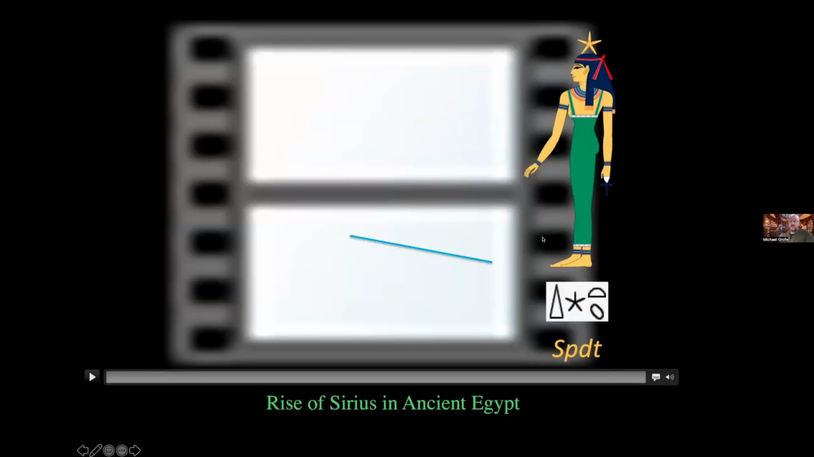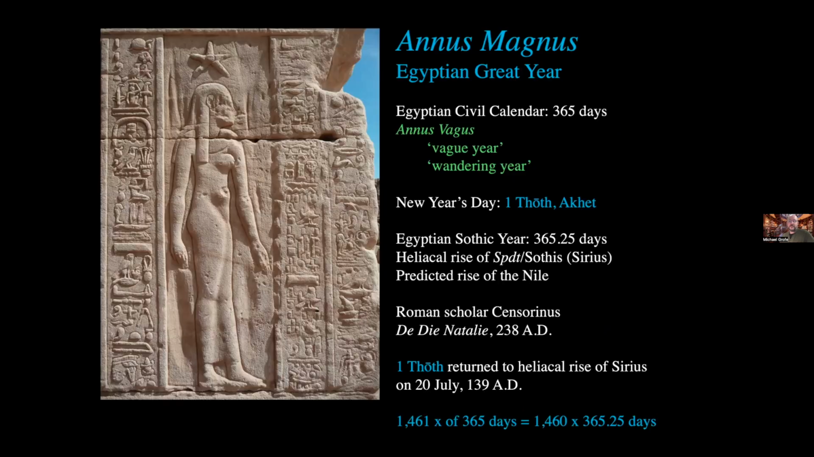Well, let me go backwards here. I meant to go this way. The Sothic year was a year of 365 and a quarter days, and it was later, under Julius Caesar, that it became a regular institution of the Julian year, which was then used up until the 1500s, until the Gregorian calendar was instituted. But in this case, it followed quite closely the sidereal rising of Sirius every year, and predicting again the rising of the Nile.